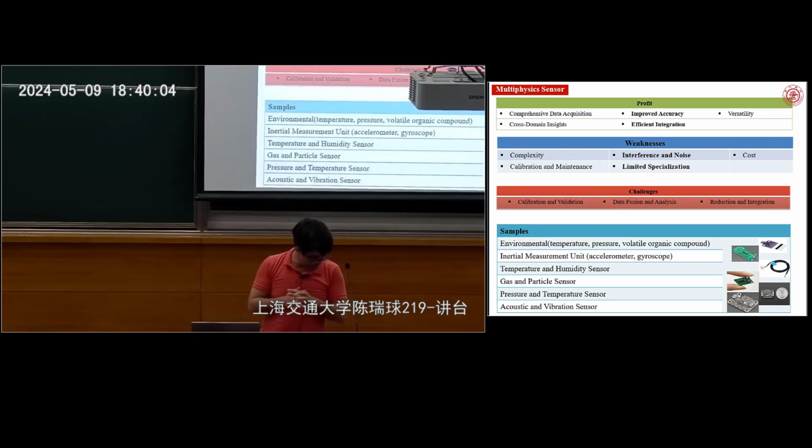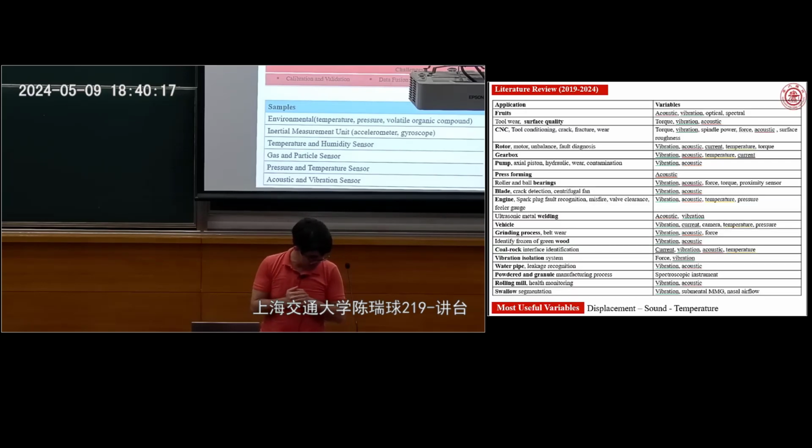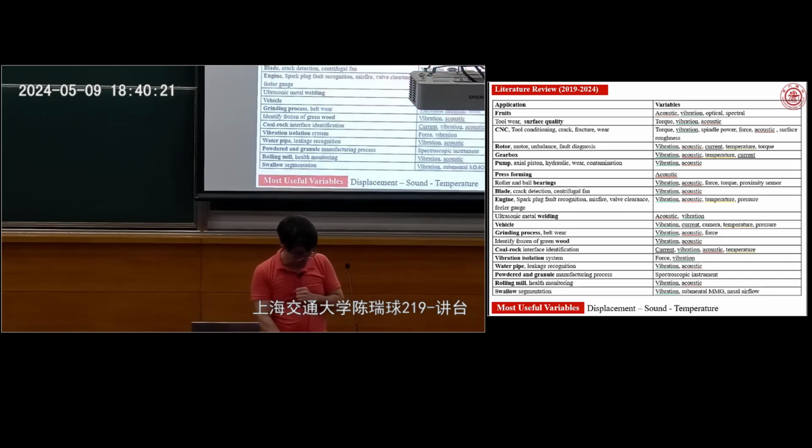An inertial measurement unit can monitor accelerometer and gyroscope at the same time, along with temperature and humidity sensor, gas and particle sensor, pressure and temperature sensor, and acoustic vibration sensor.